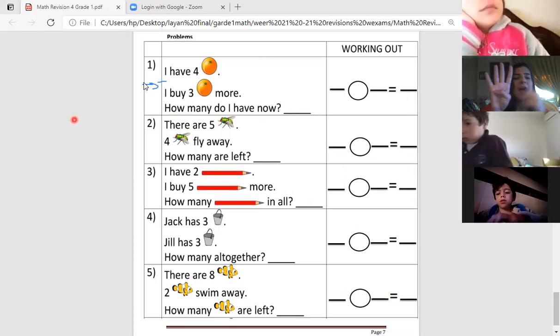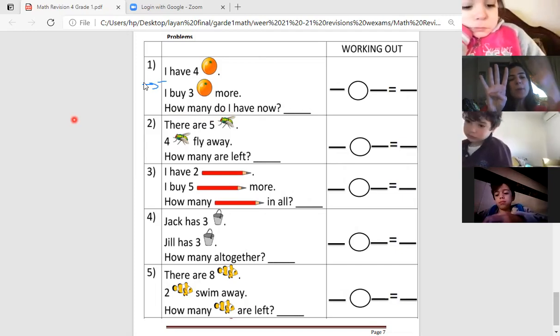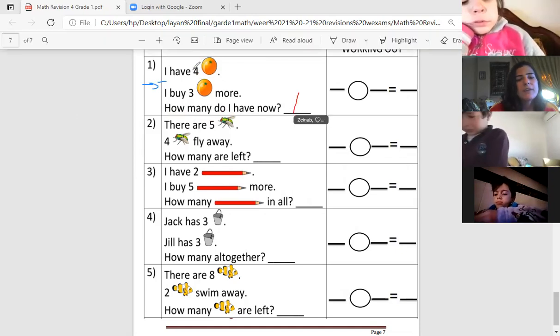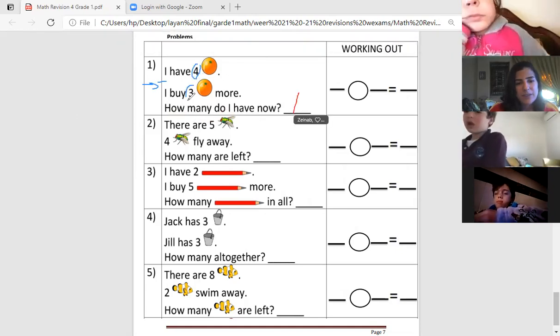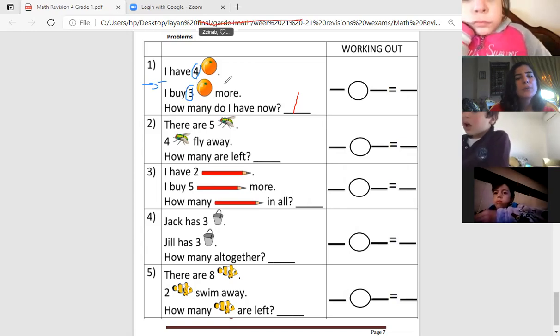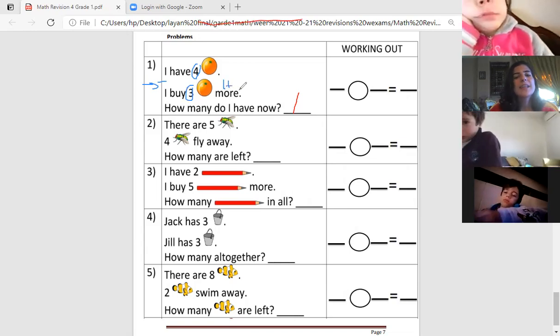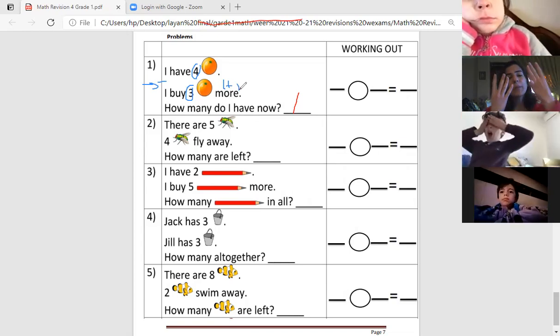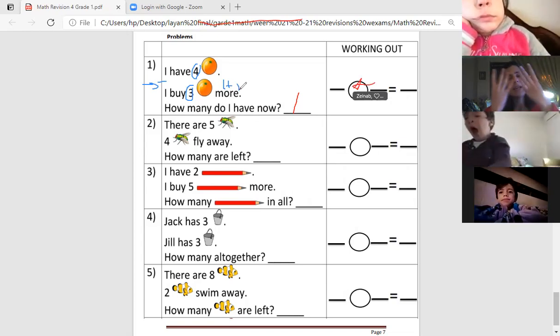I have four and I buy three more. So this is addition or subtraction? Plus, excellent. So addition. I have four and I have plus three. The word more showed me that this is addition, okay? So I have four and I bought three more. So three more means addition.